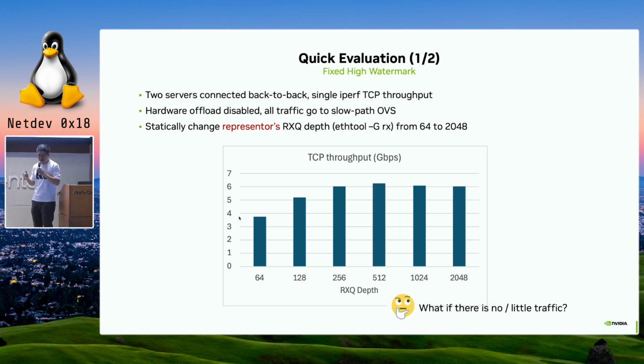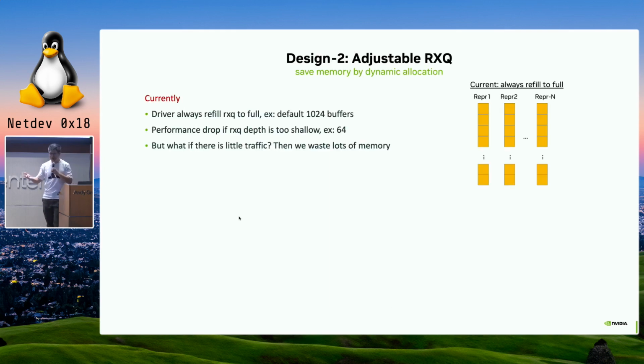But the question we want to know is, what if there's no traffic? If there's no traffic, then we still have a lot of buffers there waiting for the burst, right? So can we do better there, or can we do something to optimize it? So this is how the driver currently works, right?